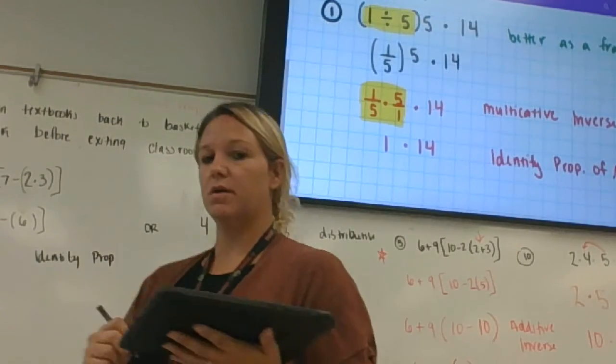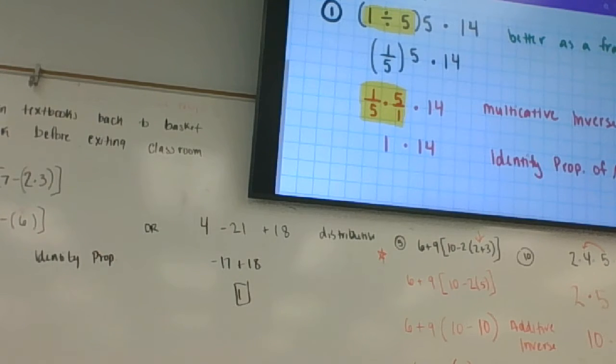Yes, it is. However, throughout the year, if a problem starts in fraction form, I want you to keep it a fraction the whole time.